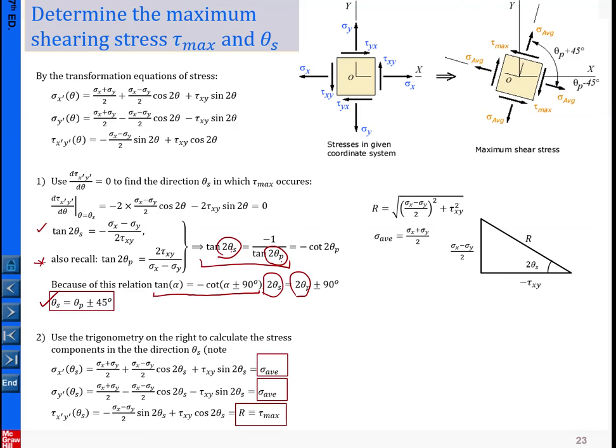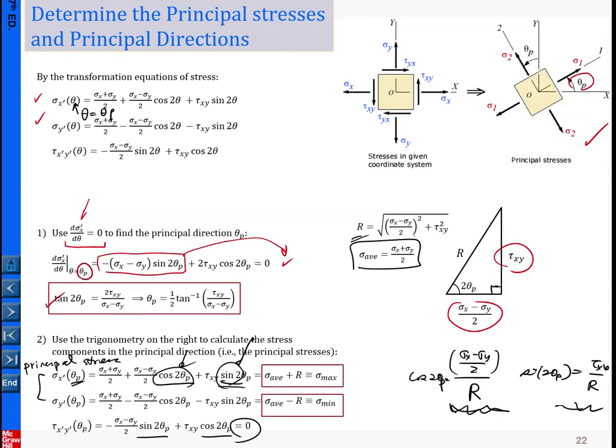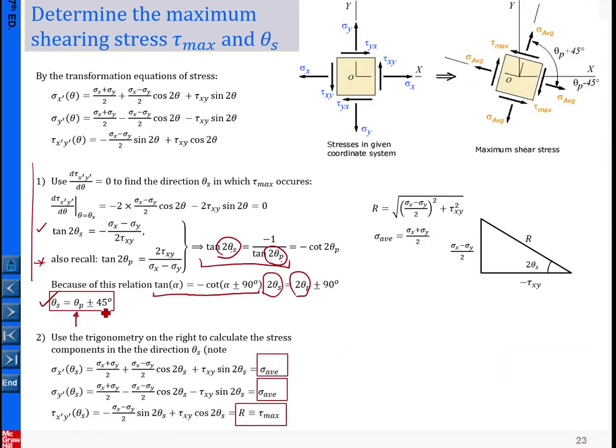So how can we apply this equation? This equation says that as long as you find theta p, then you simply add or subtract 45 degrees and you get theta s, and vice versa. That means you don't need to repeat all the calculations. As long as you have calculated theta p, plus or minus 45 degrees gives you theta s.